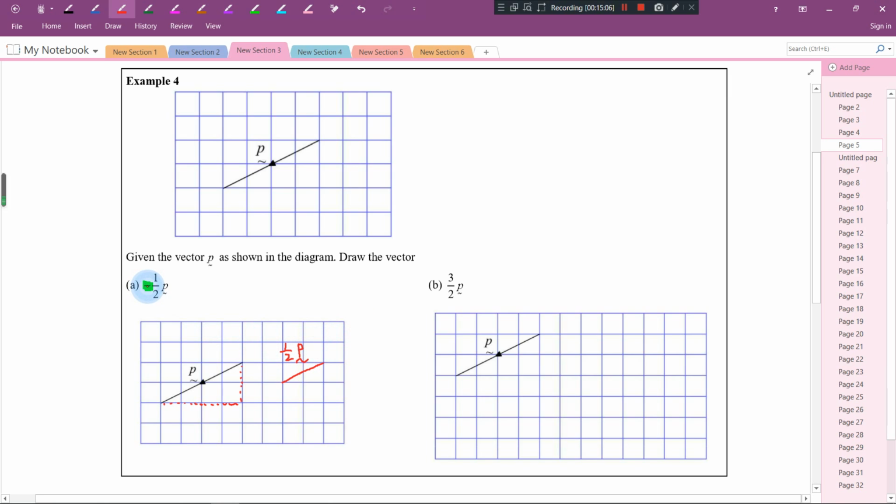Since this is negative, we need to show the arrow in the opposite direction. This is going this way. Since this is negative, we need to go upward like this. Okay, so this is negative 1 over 2P. So this is the way how we draw the given vectors.